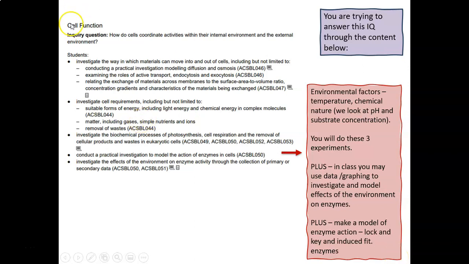What we want to try and do is answer this inquiry question: how do cells coordinate activities within their internal environment and the external environment? Specifically, what we're looking at for these next few lessons are conducting practical investigations to model the action of enzymes in cells and investigating the effects of the environment on cell enzyme activity through the collection of primary or secondary data. So we're going to be looking at those environmental factors: temperature, chemical nature, pH, and substrate concentration. We're going to do experiments on all three of those.